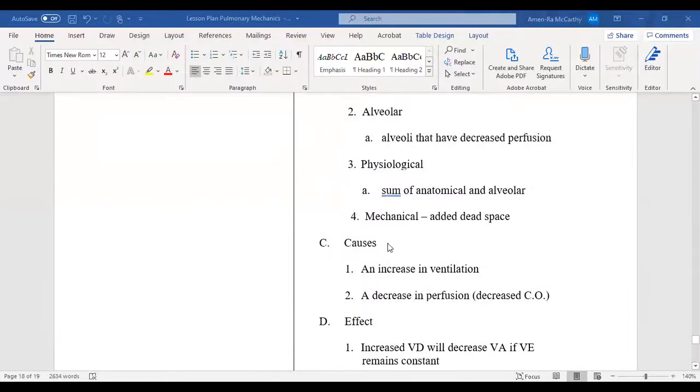The causes of dead space will be an increase in ventilation, right? What if I'm breathing like this? I'm breathing like this, like that. In and out, in and out, right? 4 liters per minute, no problem. My cardiac output is 5 liters per minute, no problem. Perfect. VQ is perfect, right? Normal unit.